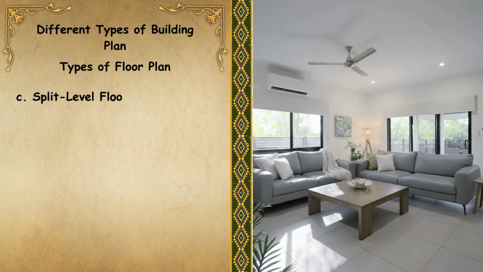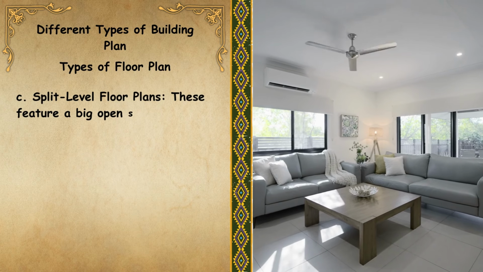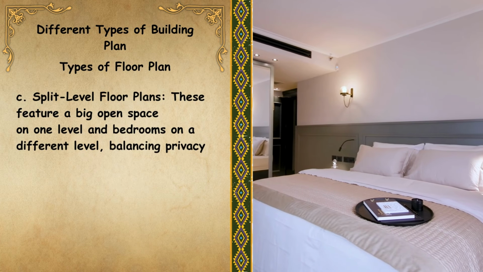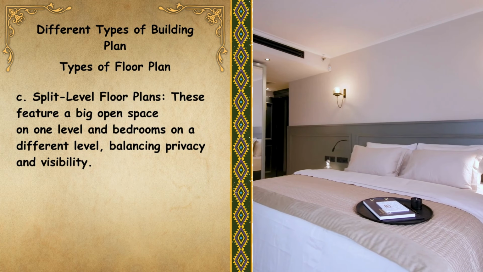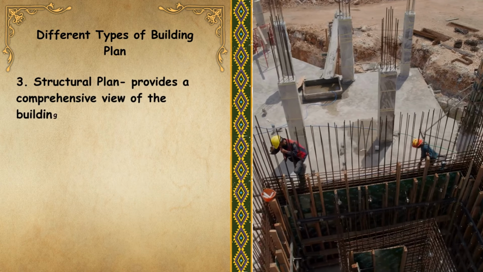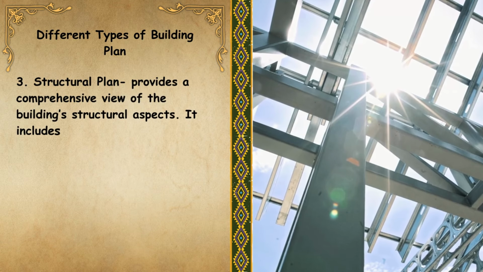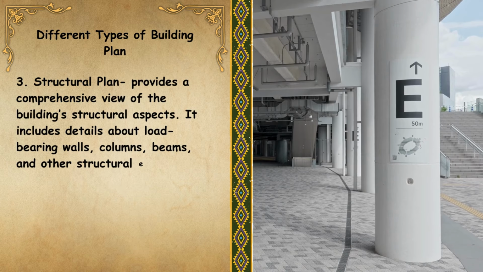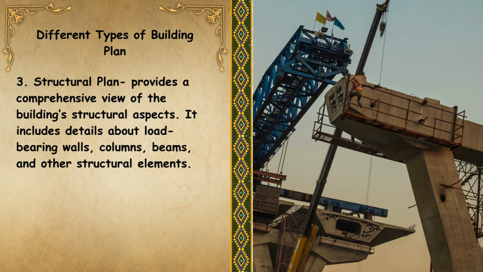Third, split-level floor plans. These feature a big open space on one level and bedrooms on a different level, balancing privacy and visibility. 3. Structural plan. It provides a comprehensive view of the building's structural aspects. It includes details about load-bearing walls, columns, beams, and other structural elements.